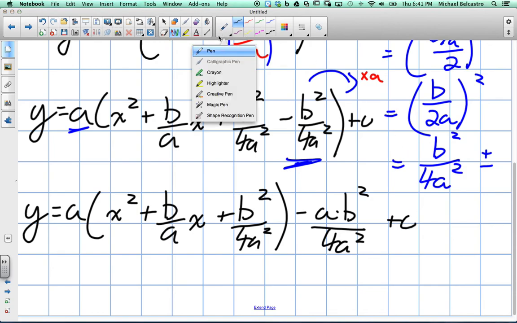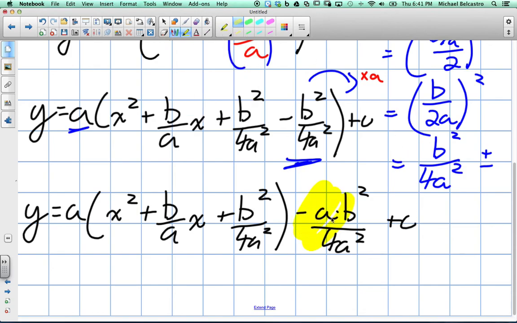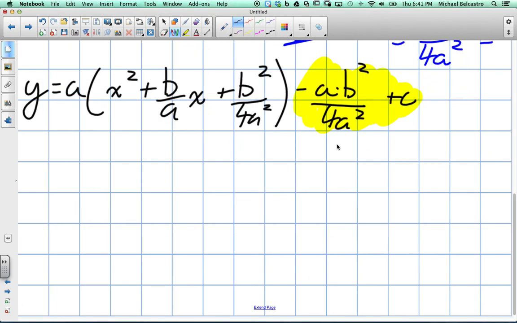Now this is really important because this is the part that gives you your k value in your vertex form, which is essentially the y value of the vertex. So we're just going to focus on that part now. As we look at that, because I have an a on the top and the bottom, I can cancel out this a, and the other one gets reduced by one power because it's a squared. So it then becomes negative b squared over 4a plus c.